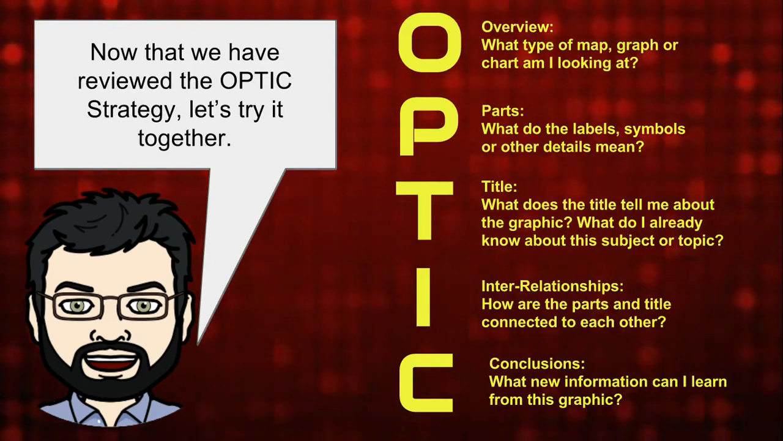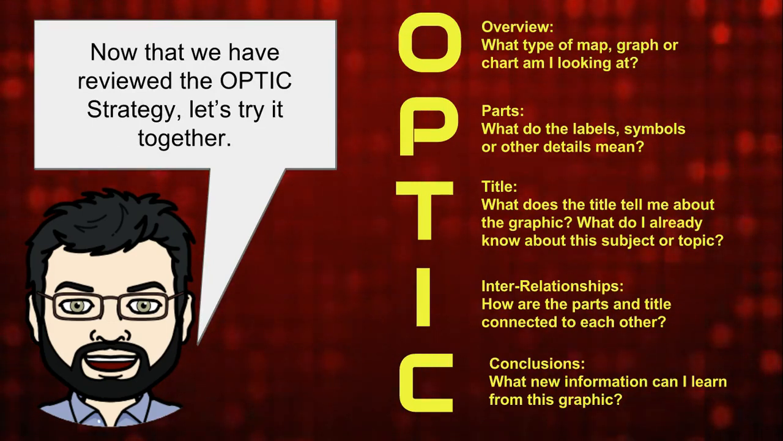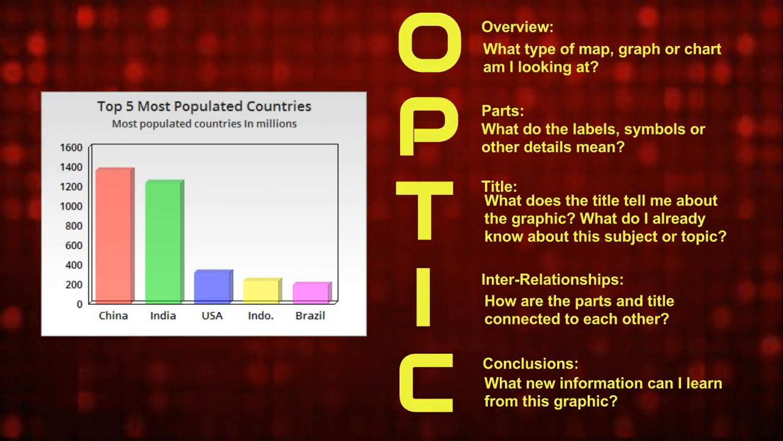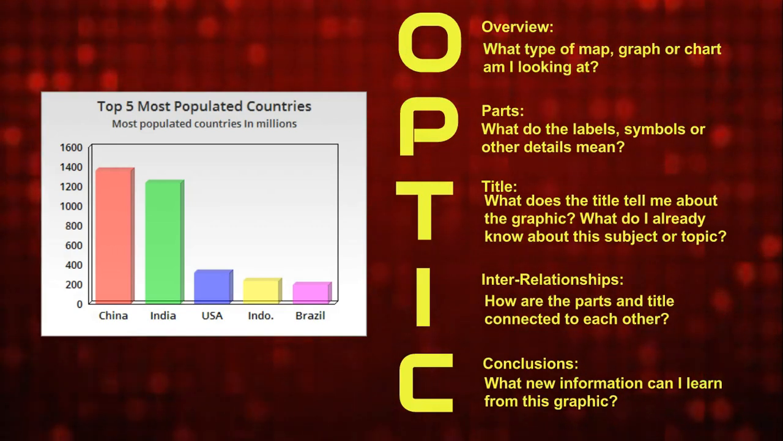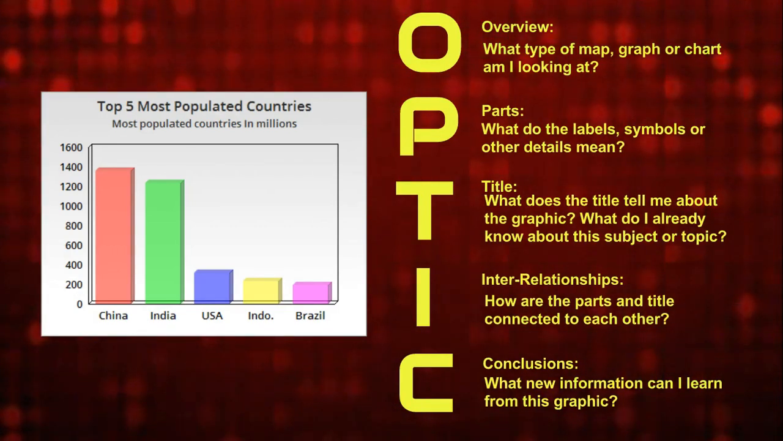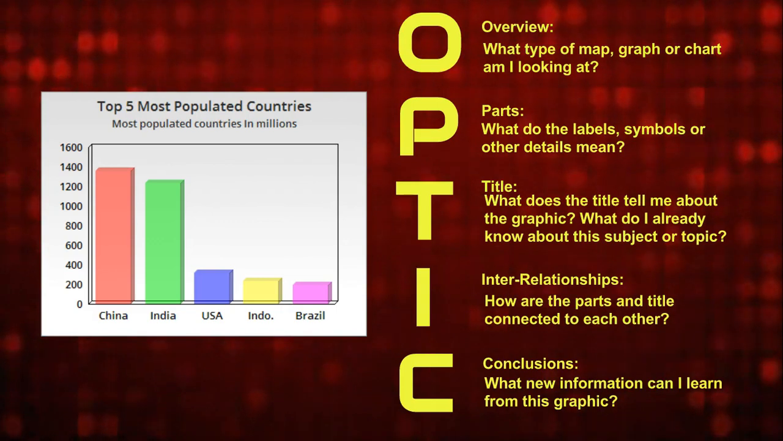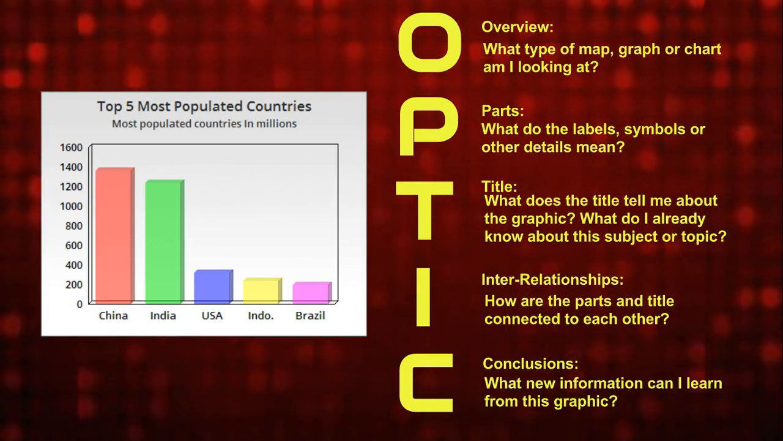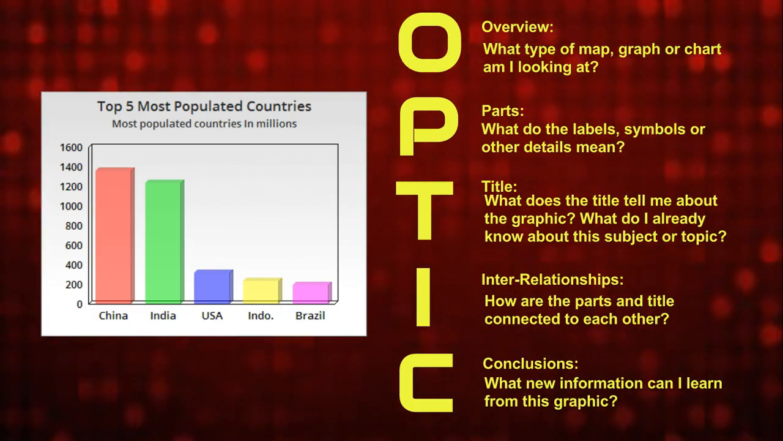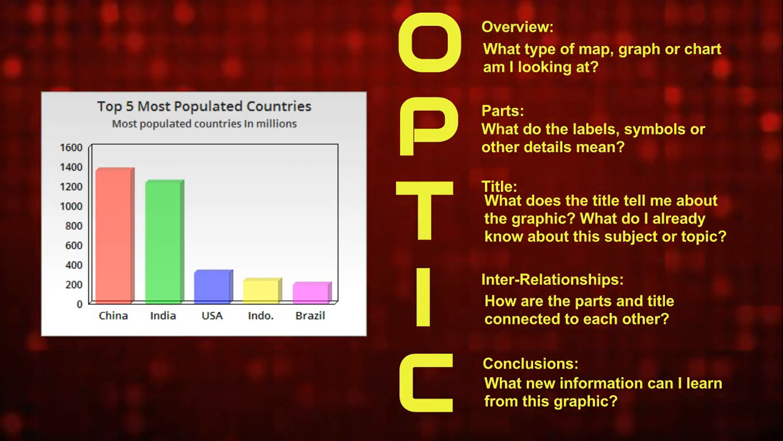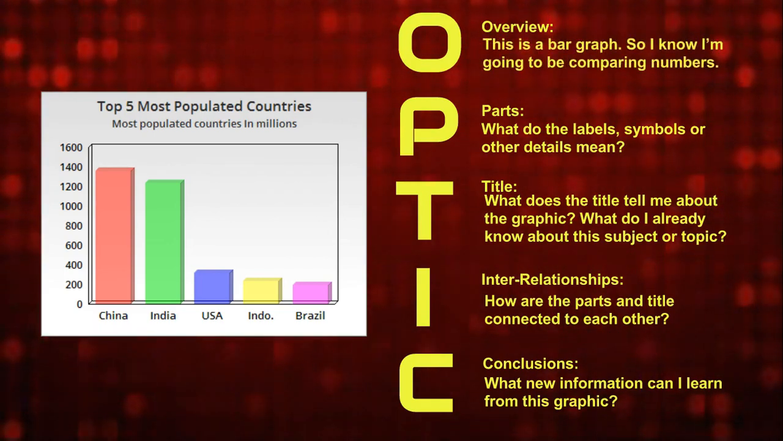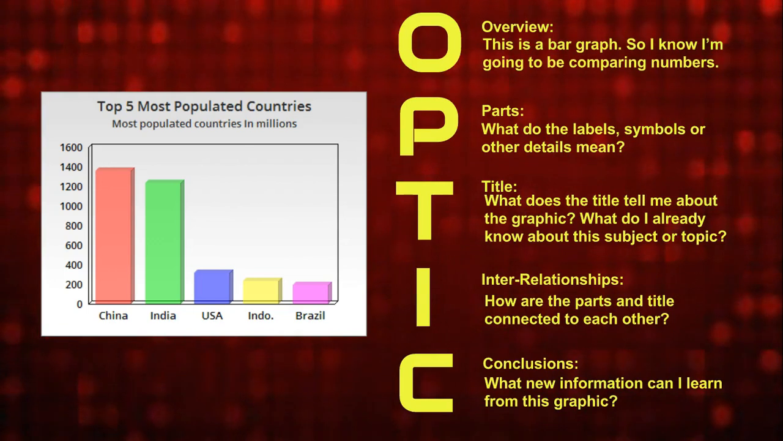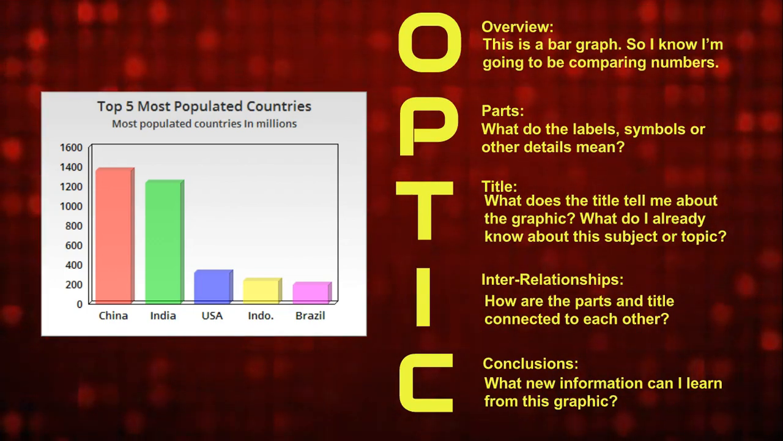Now that we have reviewed the OPTIC strategy, let's try it together. Looking at this graph, we're going to go through the steps of OPTIC, starting with O, overview. What type of map, graph, or chart am I looking at? This is a bar graph, so I know I'm going to be comparing numbers.